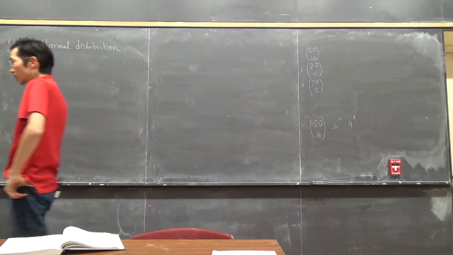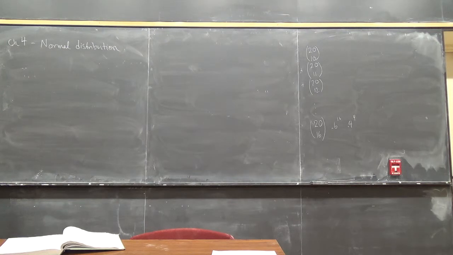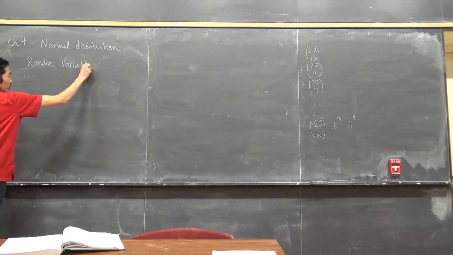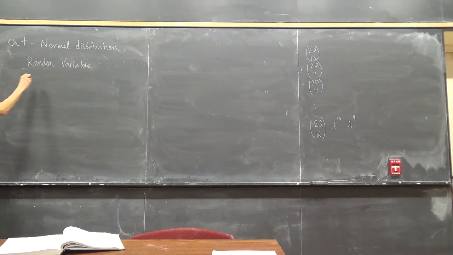We'll go on and we'll learn the normal distribution, chapter 4. Okay, so the normal distribution, it's technically a random variable. And it's a continuous random variable, okay?